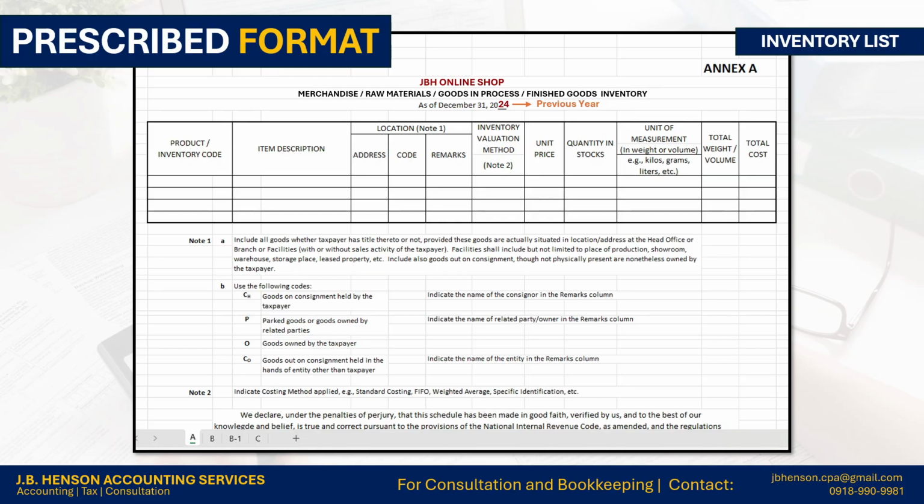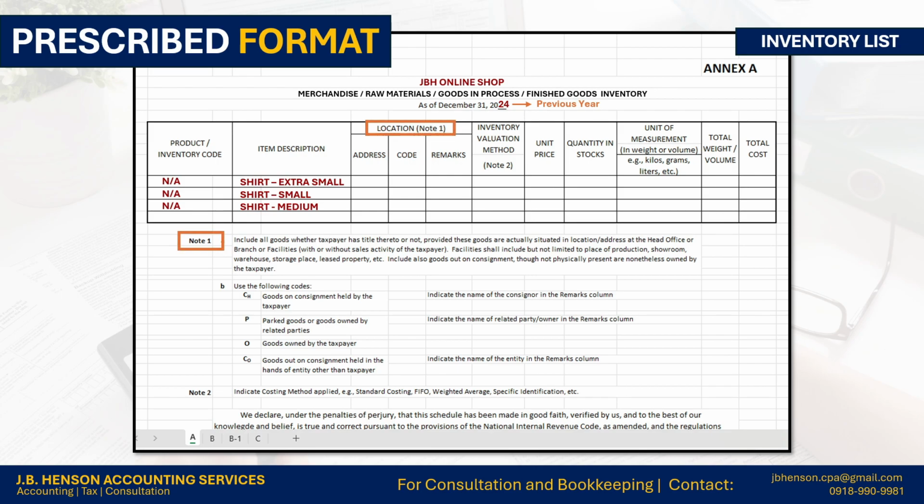For product or inventory code, if you have codes per item, then you can put them, or if none, okay lang. You can simply put N-A. Then for item description, just a short description of your items on hand or stocks remaining. For the address, we have note 1A as a guide.